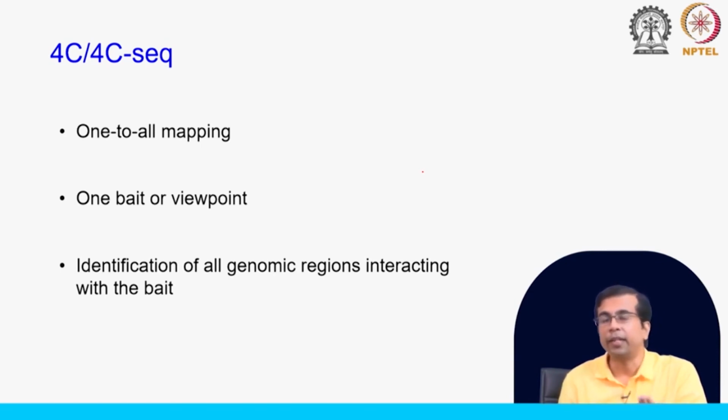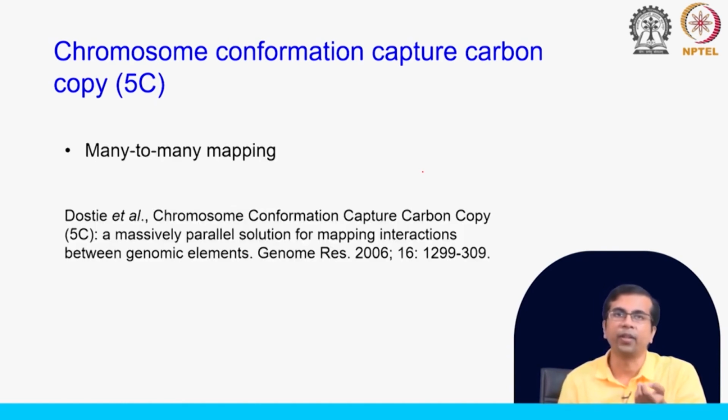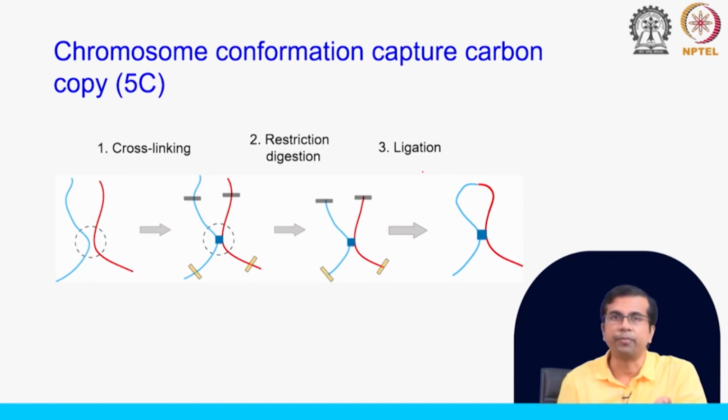Now, the idea is, can we extend it to many, right. Instead of just having one bait, can we apply this kind of method to many baits, so can we do this in parallel for multiple loci, not just one locus. And this actually led to this method called chromosome conformation capture carbon copy, or 5C method. As you can see, we are getting 3C, 4C, 5C, and then finally we will get to Hi-C. This is a many to many mapping, and this is the paper that actually proposed this method. So, let us go into the process of how it is done.